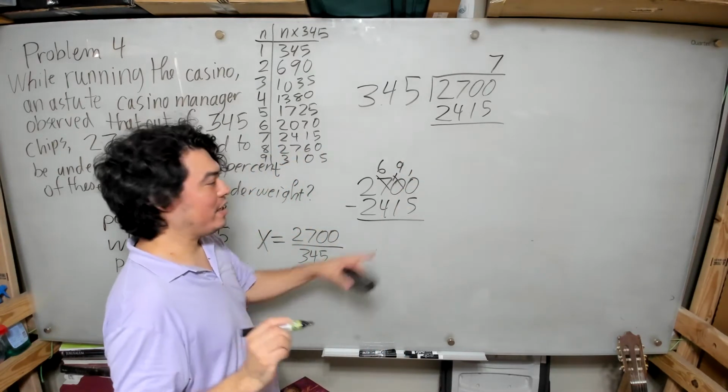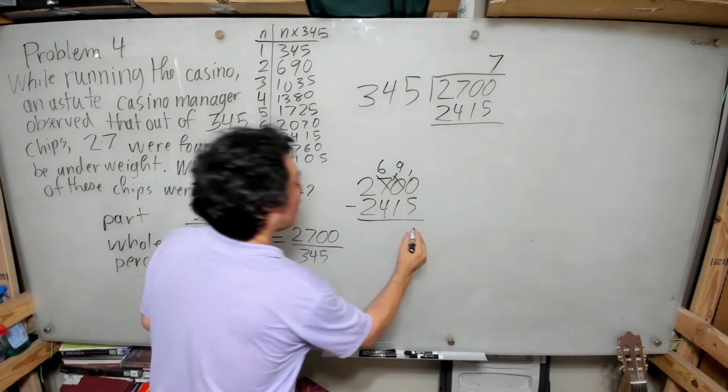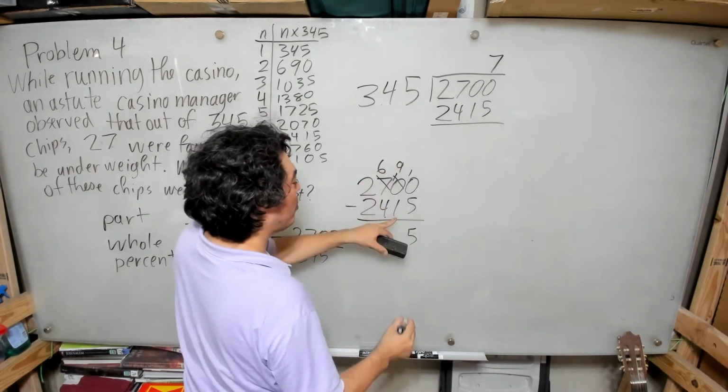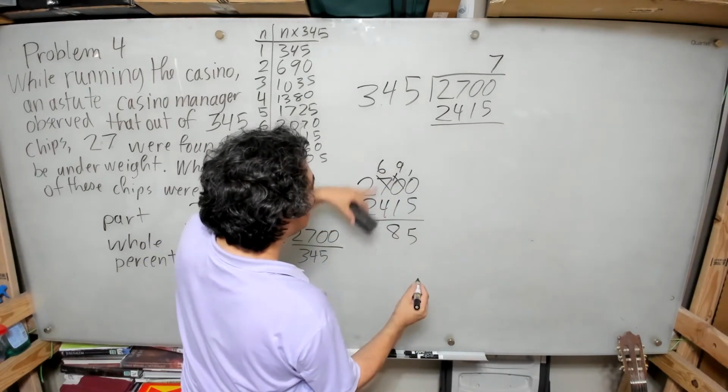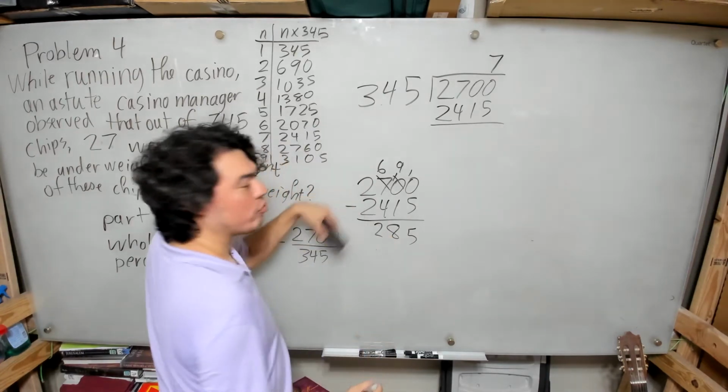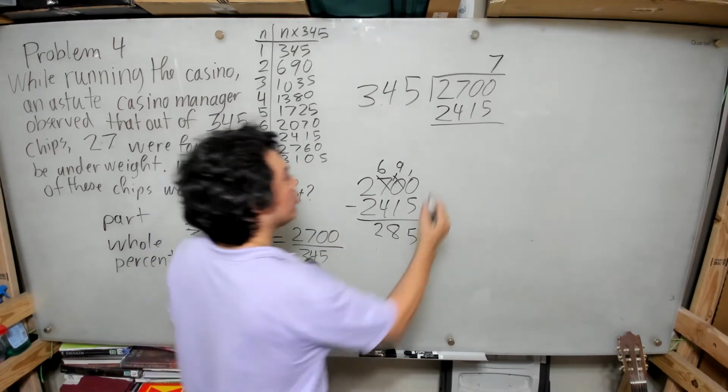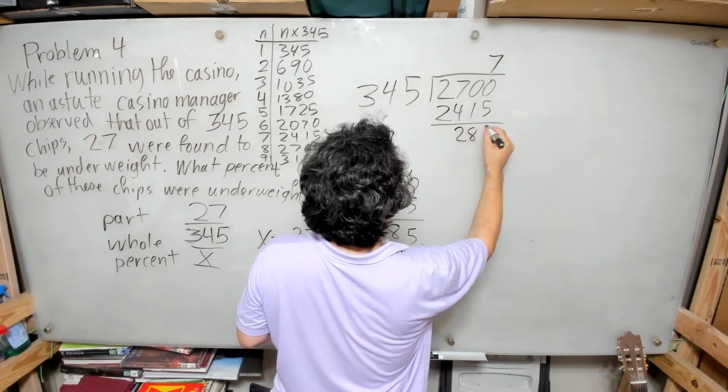So now finally, 10 minus 5 is 5. 9 minus 1 is 8. 6 minus 4 is 2. And 2 minus 2 is 0. Okay? So this will be 285.